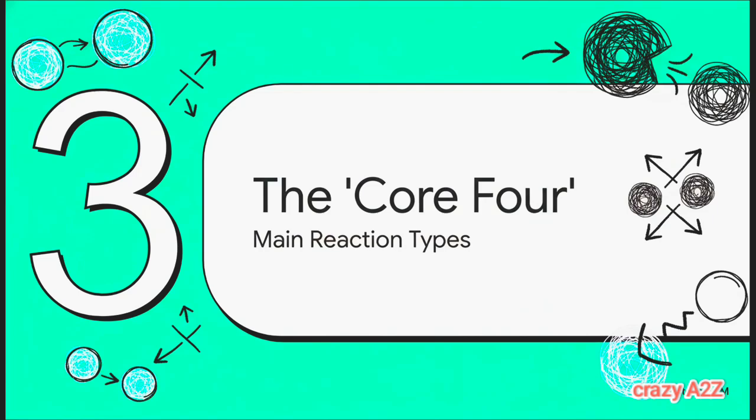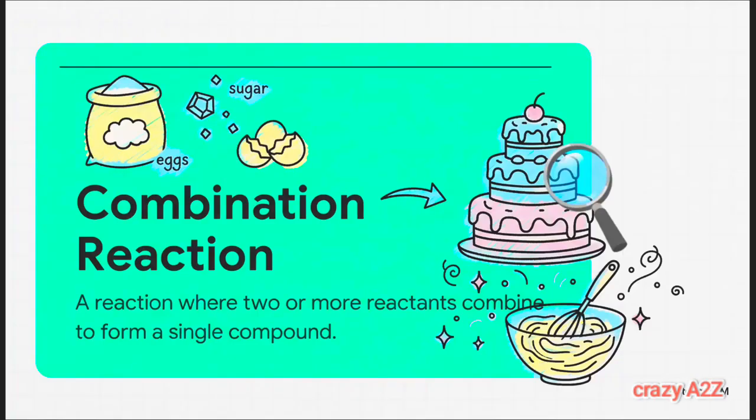The next level, the next step in our field guide, is to figure out what type of reaction you're looking at. And the cool thing is, most of what you'll see falls into one of four main categories. So let's break them down. First up, we've got the combination reaction. And this one is super easy to get. It's literally like baking. You take a bunch of simple ingredients, your flour, sugar, eggs, and you combine them to make one single more complex thing, the cake. Two or more things become one.